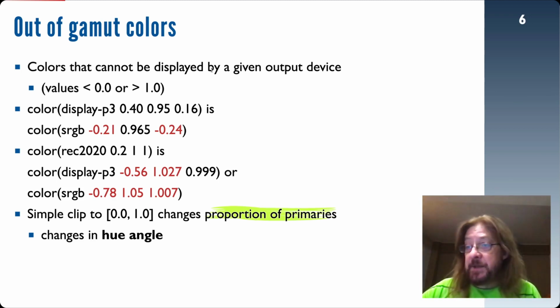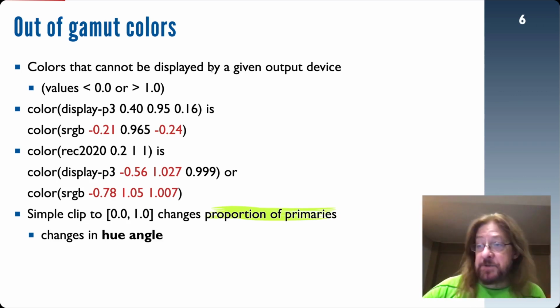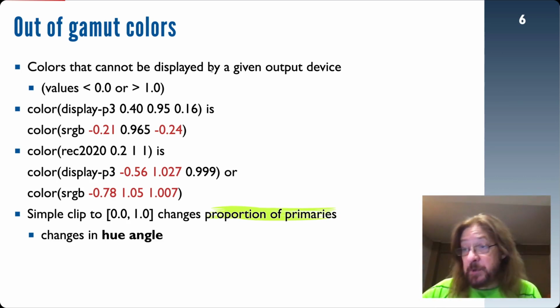For example, this pale vivid green is displayable on a Display P3 screen, but if converted to sRGB, we see the color is out of gamut. And this vivid cyan, expressed in the Rec 2020 color space, is out of gamut of Display P3 as well. If we try to get rid of the negative and overrange components by simply clipping them, the colors change, because the proportions of the primaries have altered.